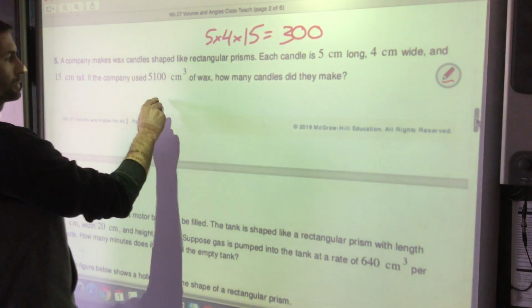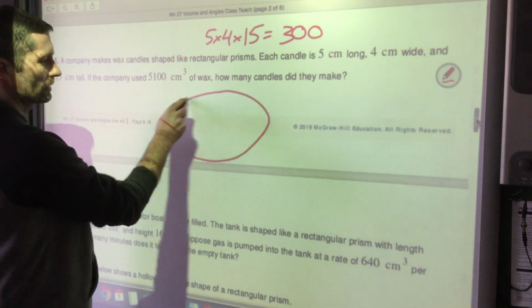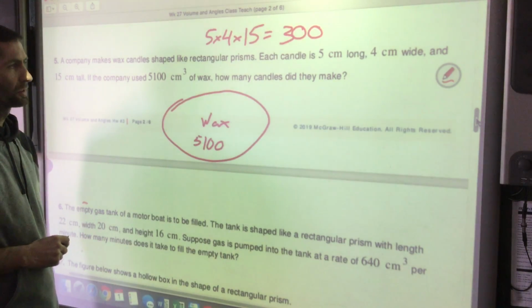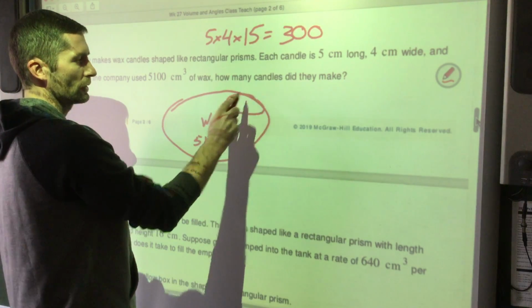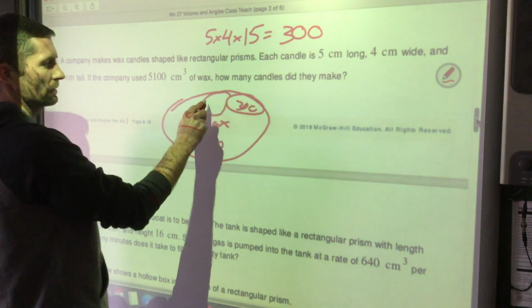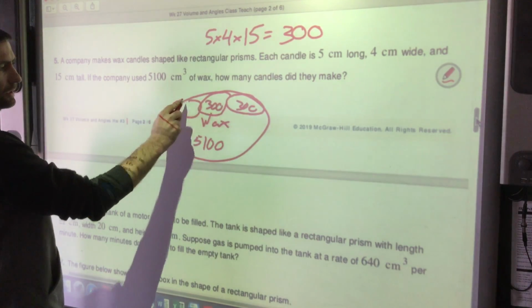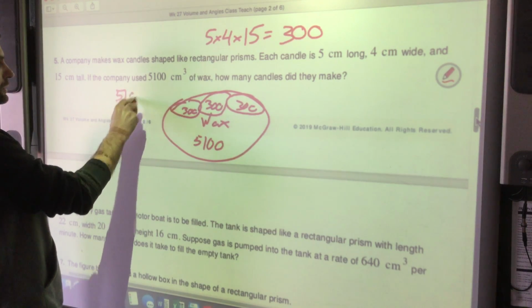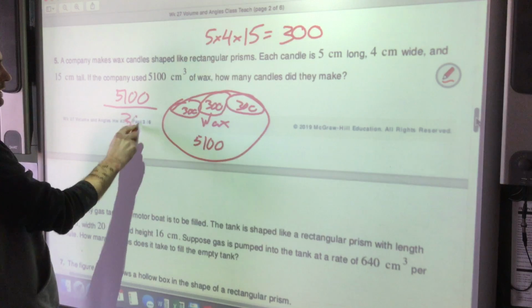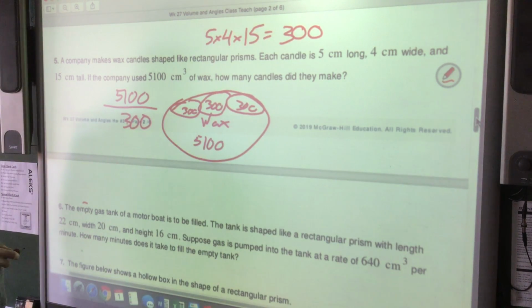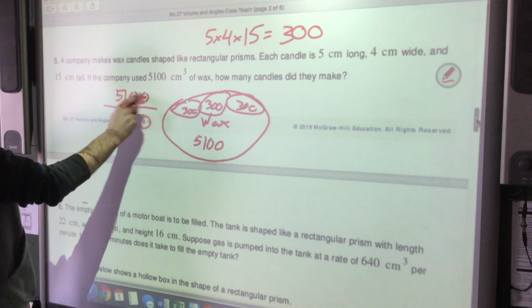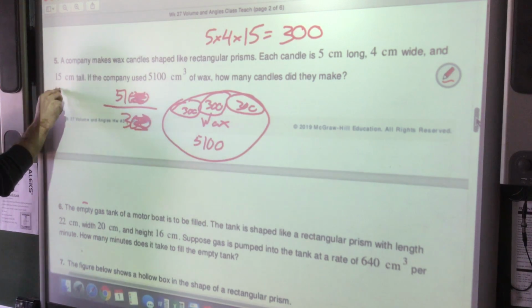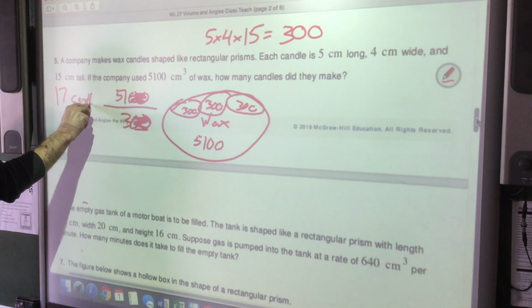We have 5,100 cubic centimeters of wax. So we got this big old ball of wax. It has 5,100 cubic centimeters. Each candle is 300 of those. So what I'm doing is I'm seeing how many 300s, how many candles I can make out of 5,100. So we're doing 5,100 divided by 300. Okay, so I can use my calculator for that. I can also see, I'm going to divide them both by 100. 51 divided by 3 is 17. So I should be able to make 17 candles.